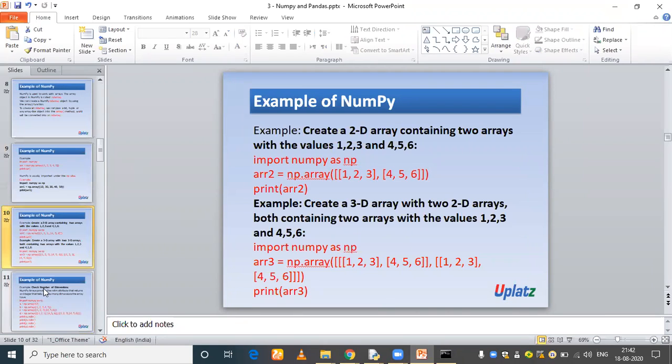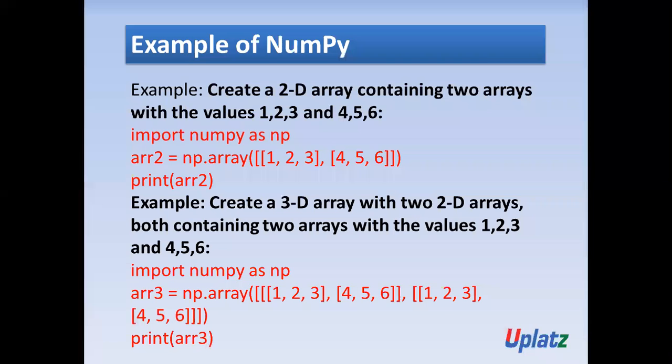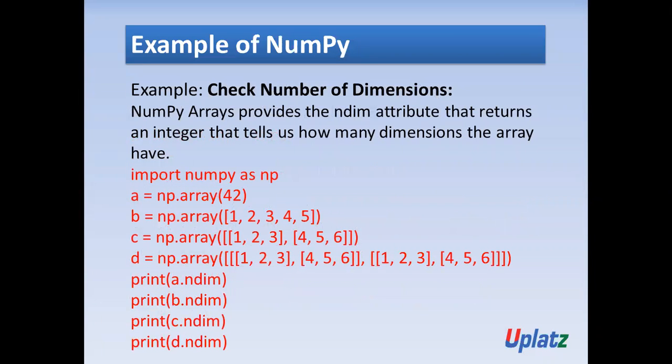Now let's continue with the next point. What is the next point? Check the number of dimensions. Now, how to check the dimension? So see here, NumPy arrays provide the ndim attribute, n dimension. The ndim attribute returns an integer that tells you how many dimensions the array has. So it's very easy for us. If you would like to find the dimension of any array, we have the ndim attribute, through which you can easily find the dimension of the array.